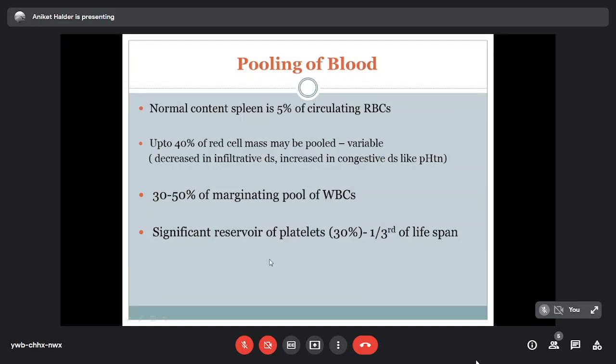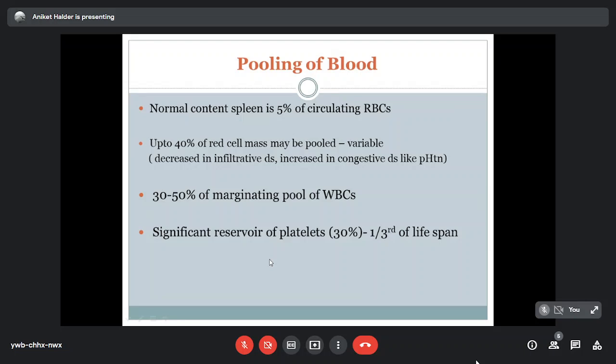About 30 to 50% of our WBCs are present in the spleen, and this is called the marginal pool of the WBCs. In cases of splenic enlargement, there can be pooling of the WBCs. About 80% of the WBCs may be pooled in the spleen, and this can cause peripheral cytopenias in different cases of splenomegaly associated with hypersplenism, which I will discuss later.